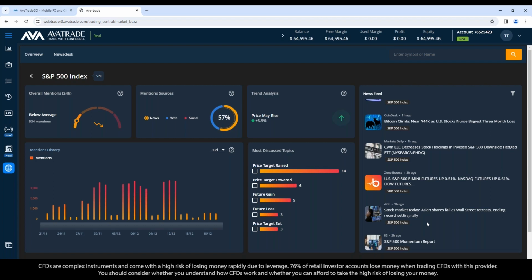This is interesting, from a few hours ago: Asian shares fall as Wall Street retreats, ending record-setting rally. So there's been a rally. The stock market's been rising for weeks all around the world.